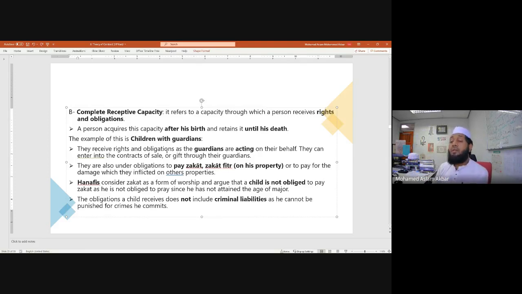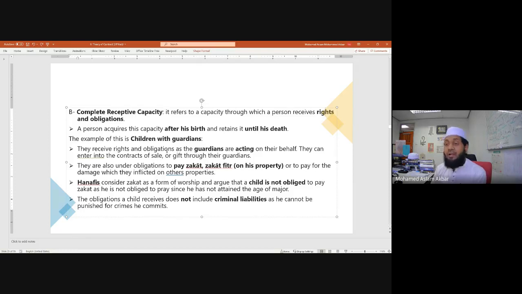So similarly, if someone's father passed away, the baby will be born, and then the baby will get the inheritance, the property, but the guardian will manage the property. The guardian also has to pay zakat or zakat al-fitr on the child's property. This is what the majority of scholars are saying. The baby has to pay zakat and zakat al-fitr.